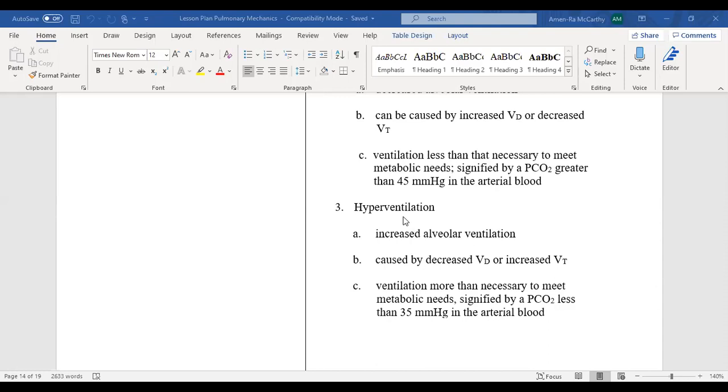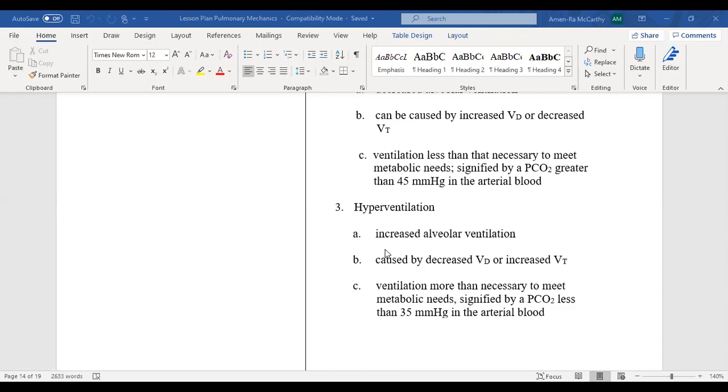Now, if they're hyperventilating, they're breathing really fast, right, or blowing off too much CO2. That causes an increase in alveolar ventilation, which means you blow off more CO2. It can be caused by a decrease in dead space or an increase in your tidal volume. Main thing is ventilation more than necessary to meet your demand. You're blowing off too much, right? It's signified by a PCO2 or PaCO2 less than 35, right?